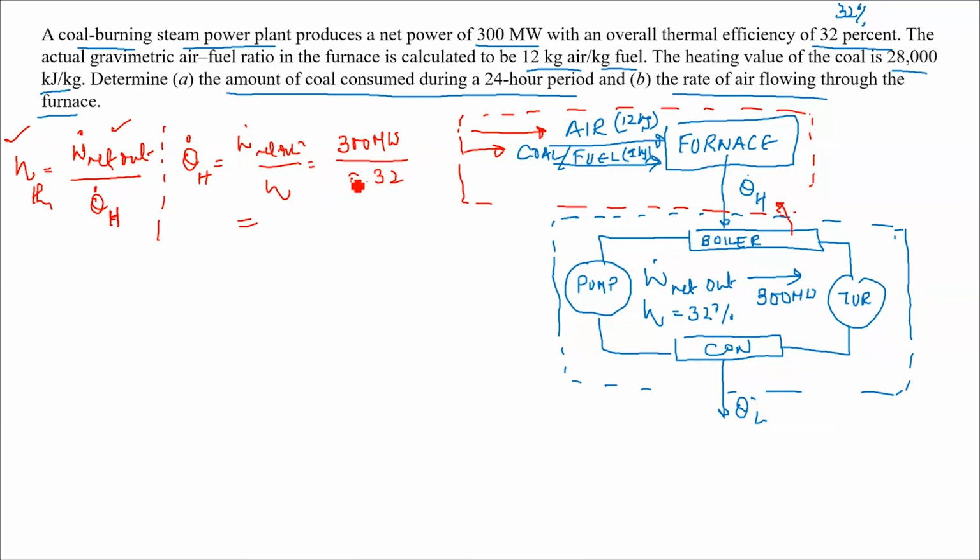Are you sure? 937, sir. 937.5. So you have 937 megawatts of Q dot H, or I could also write it as 937 megajoules per second. This is Q dot H that is coming to me.